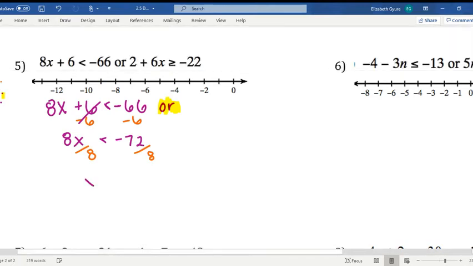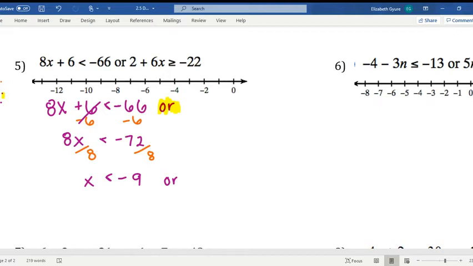So we have x is less than, and then negative 72 divided by 8. A negative divided by a positive is a negative. And 72 divided by 8 would be 9. I know, I do that a lot. Okay, now drop down your or. Or has to be part of your answer.